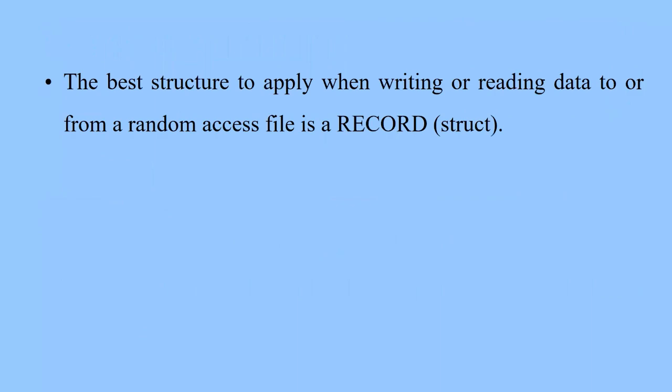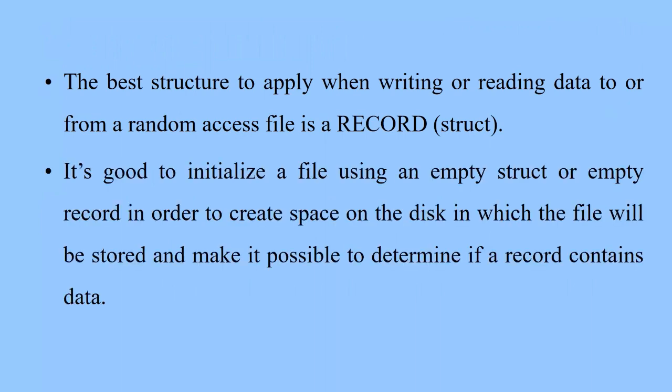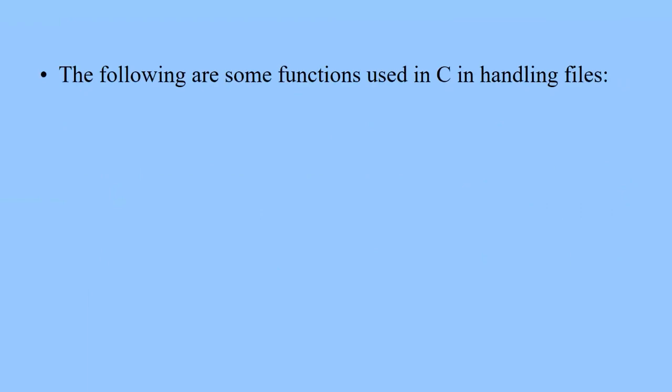The best structure to apply when writing or reading data to or from a random access file is a record or a struct. It is good to initialize a file using an empty struct or empty record in order to create space on the disk in which the file will be stored and make it possible to determine if a record contains data. The following are some functions used in C when handling files.